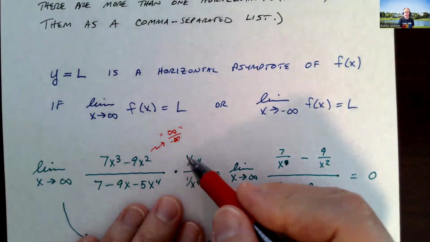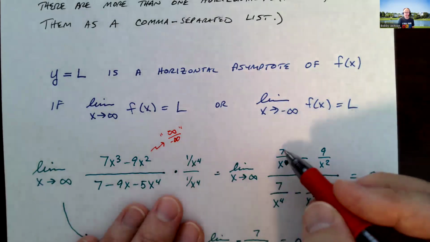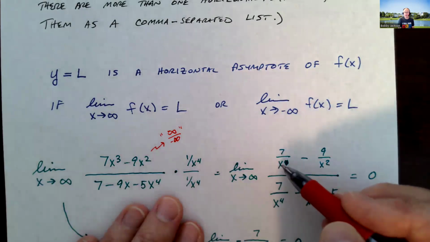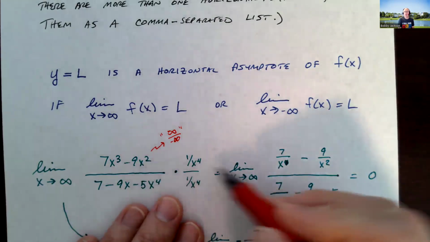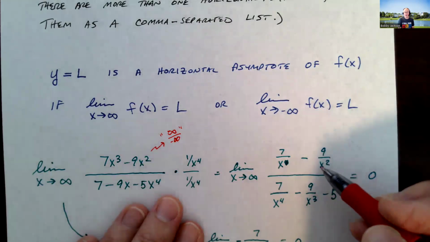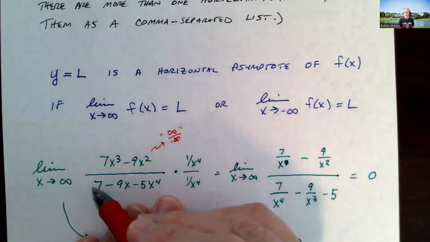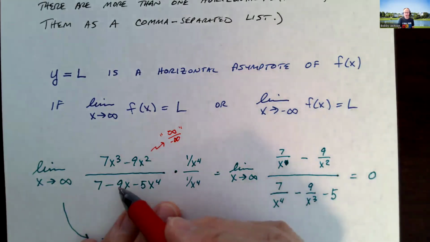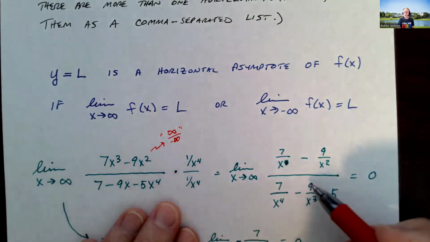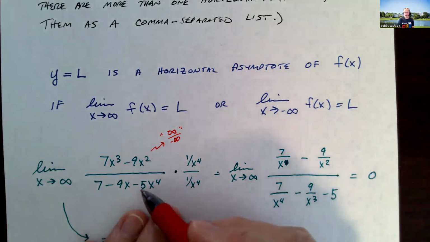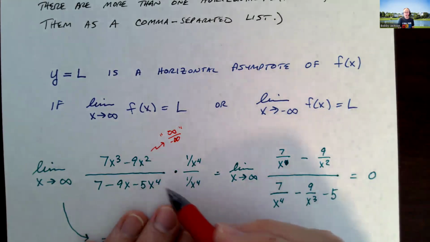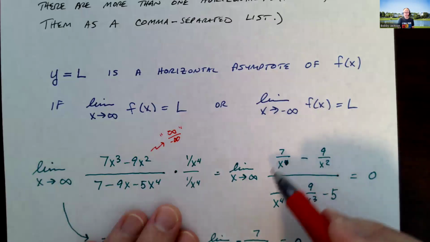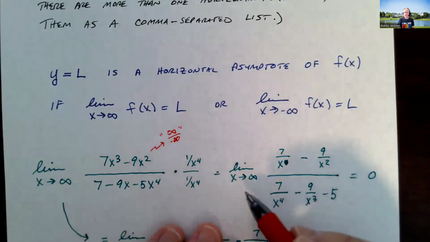7x cubed divided by x to the fourth is going to be 7 divided by x, right? X cubed over x to the fourth will leave 1x in the bottom. 9x squared divided by x to the fourth will be 9 divided by x squared. Down here, 7 divided by x to the fourth is 7 divided by x to the fourth. 9x divided by x to the fourth is 9 divided by x cubed. And 5x to the fourth divided by x to the fourth is 5. And so this is the equivalent expression as x goes to infinity.